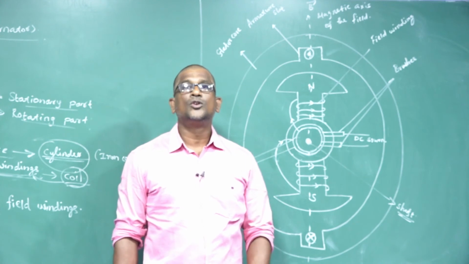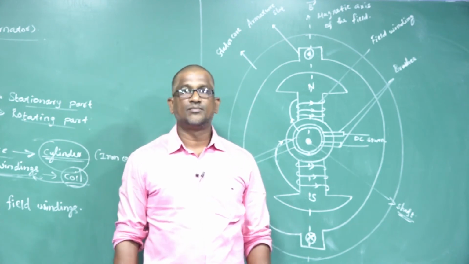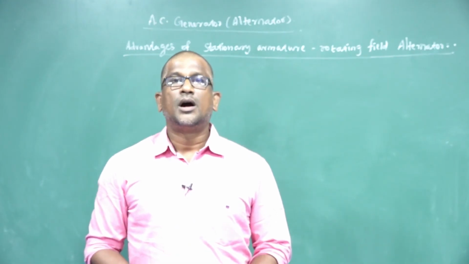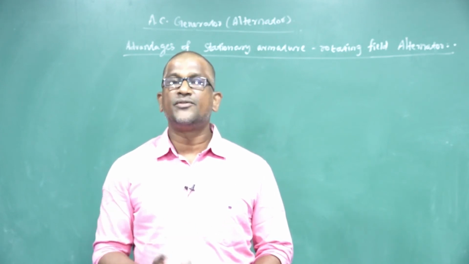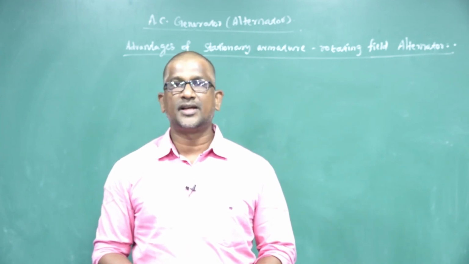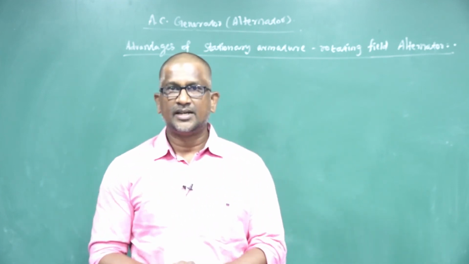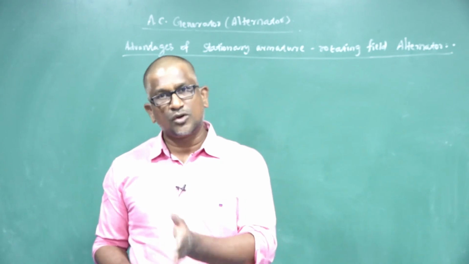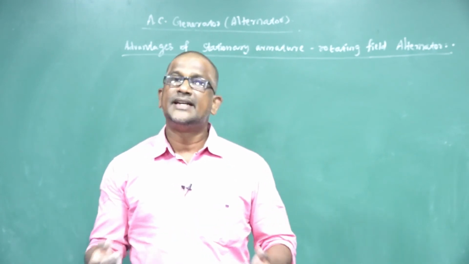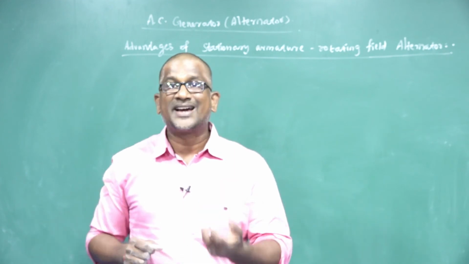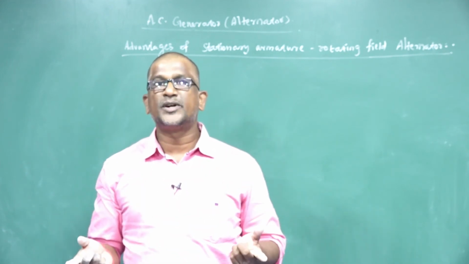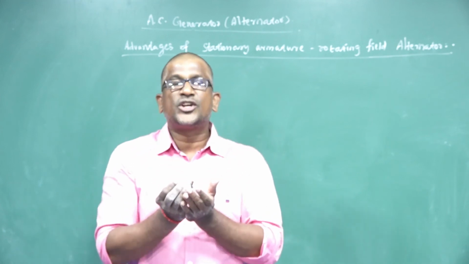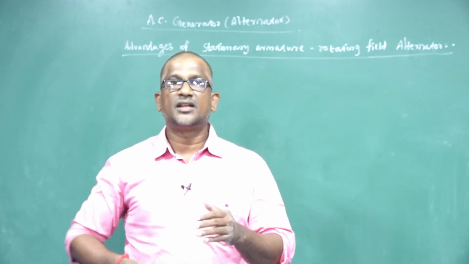So stator and rotor are the two major parts of a generator, in both AC generators and DC generators. Right, next topic: advantages of stationary armature and rotating field alternator. Actually there are two types of alternator. One is the AC generator, another is the DC generator. A generator which produces alternating current is called an AC generator. A generator which produces direct current is called a DC generator.